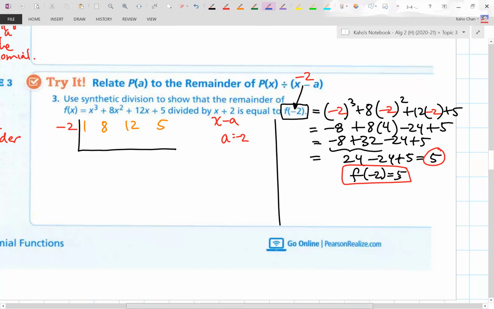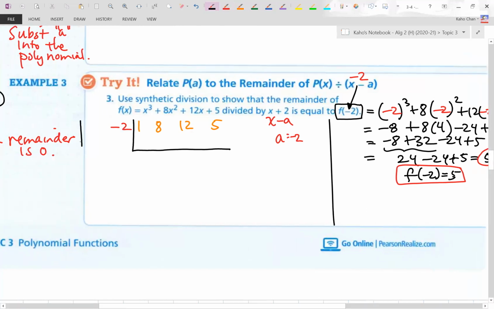The rule, of course, is to add vertically and multiply diagonally. Let's do it. Add the first column. That gives me 1. Multiply the A value with the sum there. Negative 2 times 1 is negative 2. Put it into the second column. Start all over. Add. 8 plus negative 2 is positive 6. Multiply. Negative 2 times 6 is negative 12. Put that over here.